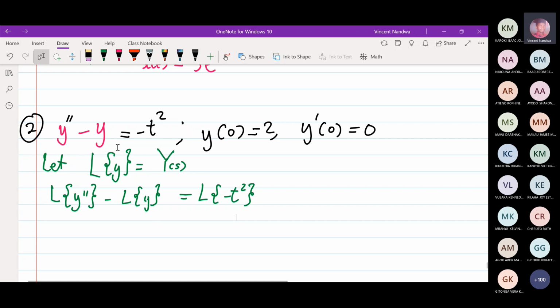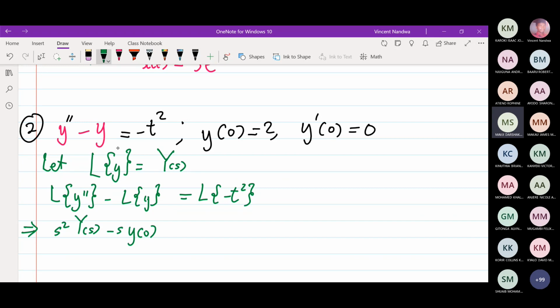How do we write the formula for the Laplace transform of the second derivative of y? Just check your work on the expressions of Laplace transforms of derivatives. The second derivative will be s squared Y of s, and then minus s times y of 0, and then minus y prime of 0.